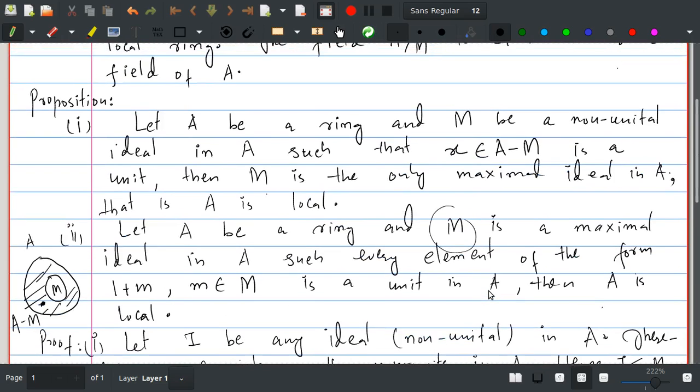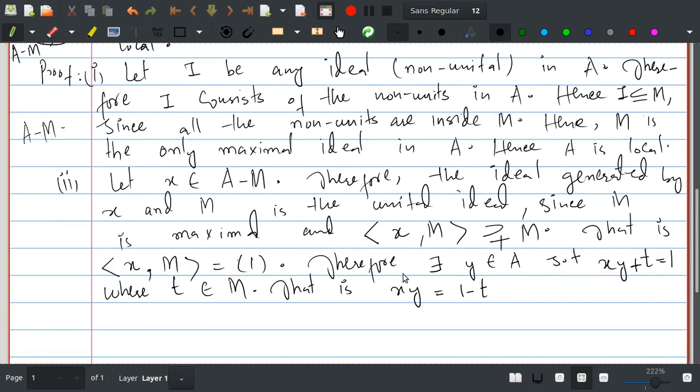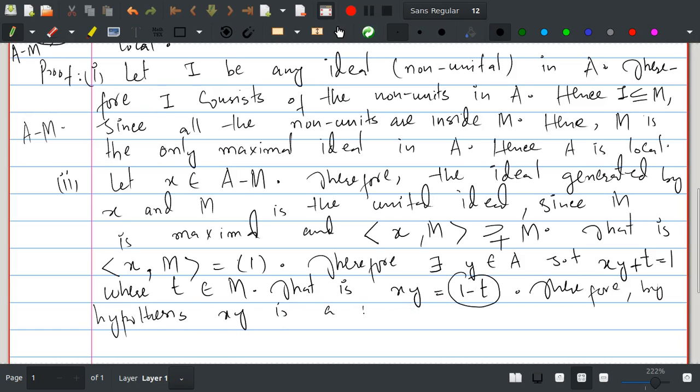Now in the second item we are given the condition that every element of the form 1 plus m, where m is in this big M, is a unit. So if we look at this element, it is of the form 1 plus m, where m is minus t. So this has to be a unit by hypothesis. Therefore, by hypothesis, this 1 minus t, and hence xy, has to be a unit. xy is a unit in A.